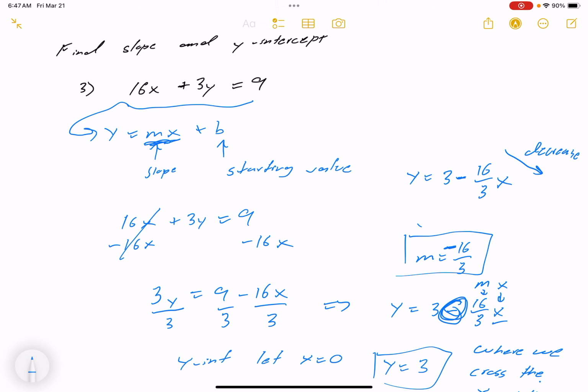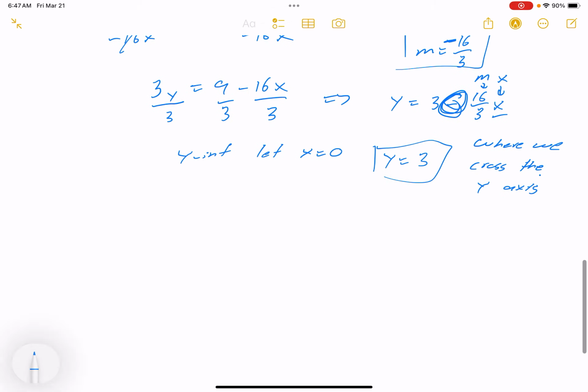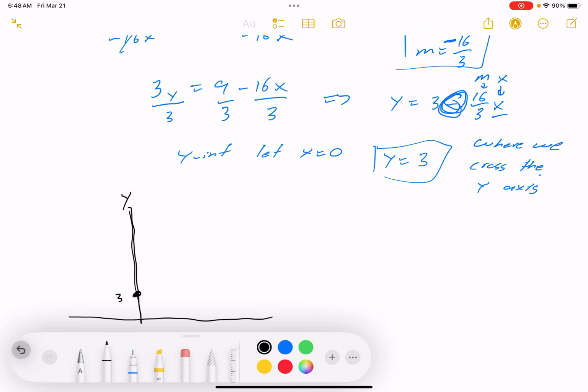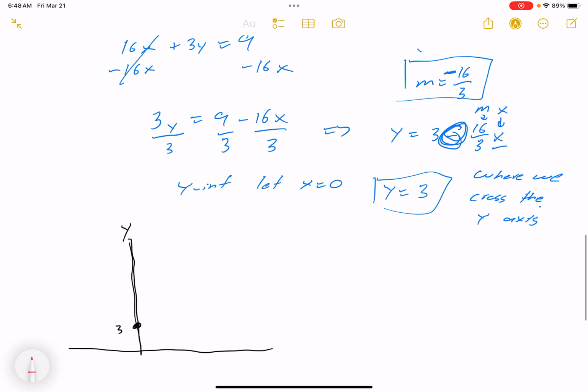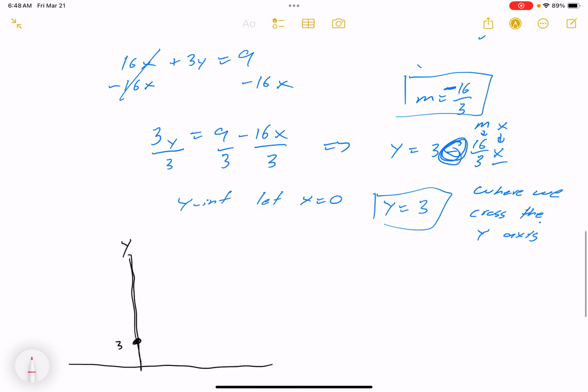So when we graph this, this is going to be 3. This is going to be your y-intercept, where it crosses the y line, right? And we're going to go 16. We're going to have to go 16 units this way.